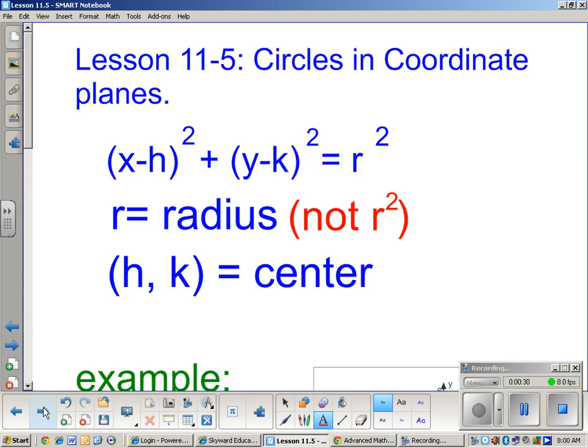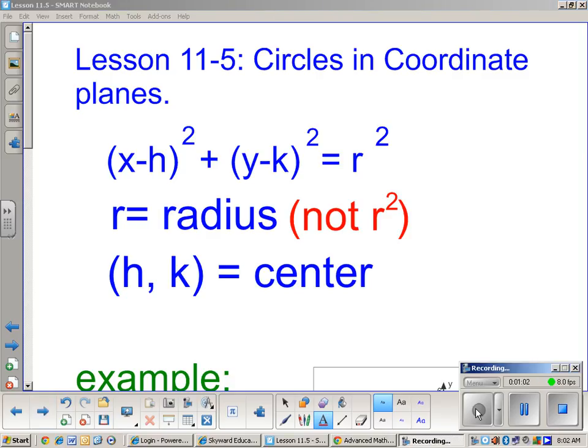So the first thing we have to understand is, what does the equation of a circle look like? The standard form of an equation of a circle is (x minus h) squared plus (y minus k) squared equals r squared. r equals the radius, not r squared. And the center is (h, k). I'll pause while you finish copying that down.